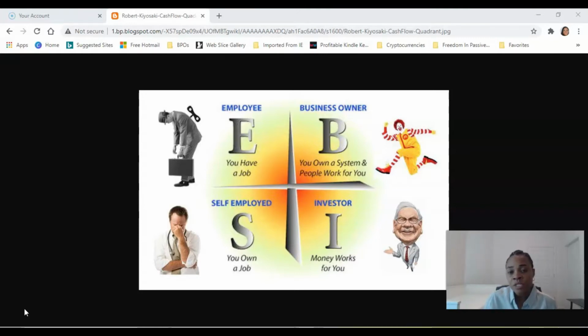And the goal is to move to the right side of the quadrant to become a business owner and an investor. And so, like I said, this was definitely very life transforming for me, because I had never seen this. I had never heard this.